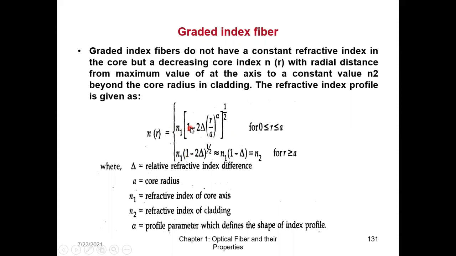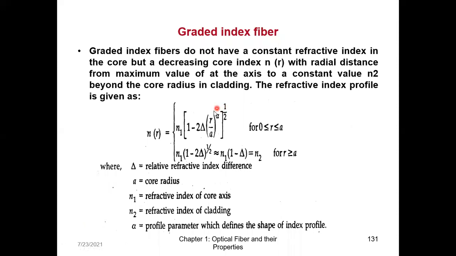So here, instead of N1 and N2, you can see the cladding remains approximately the same, only N2. But we are varying the refractive index of the core gradually. 0 is less than R, less than or equal to A means it is the core profile which I am talking about. Now, delta, you know, is the relative refractive index difference. A is the core radius, N1 and N2, you know, are the refractive index of core and cladding.